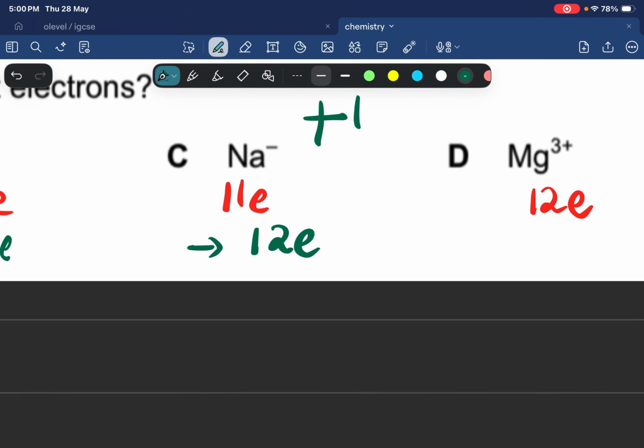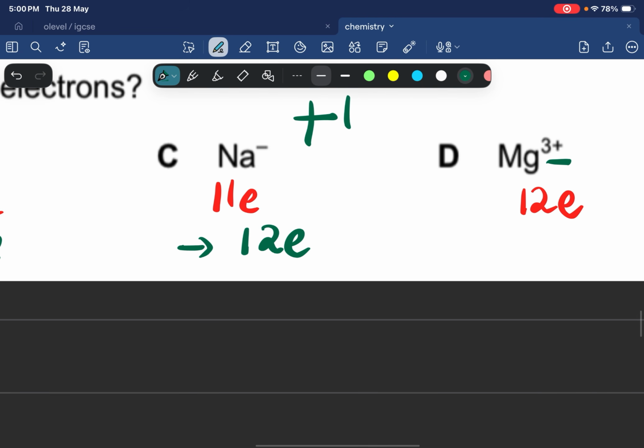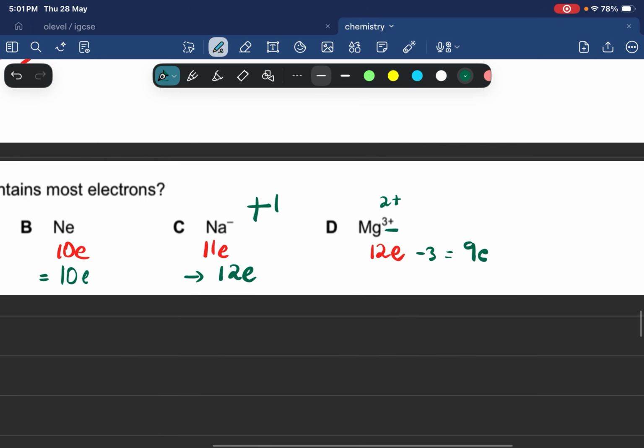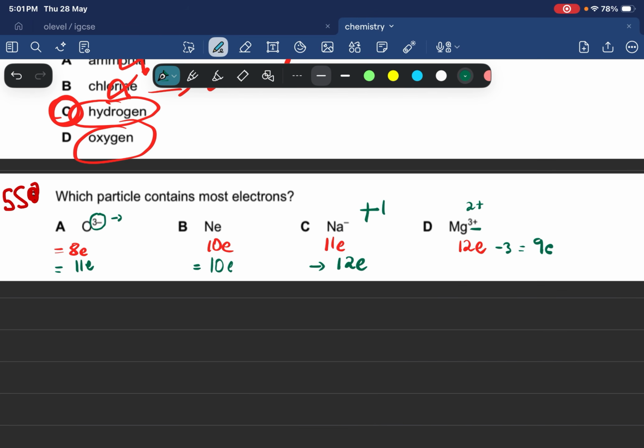Next one is even trickier. Magnesium has lost 3 electrons, guys. Congratulations. It used to lose 2 electrons, and now everyone's going to be like, oh, how can this happen? But this happened. So 12 minus 3 gives you 9 electrons. Now we have to check which particle has the most electrons: 11, 10, 12, and 9. Obviously it's going to be sodium negative one. Okay, so look, games are being played here. Oxygen 3 negative. You have to be careful. Keep your eyes open in the MCQ paper.